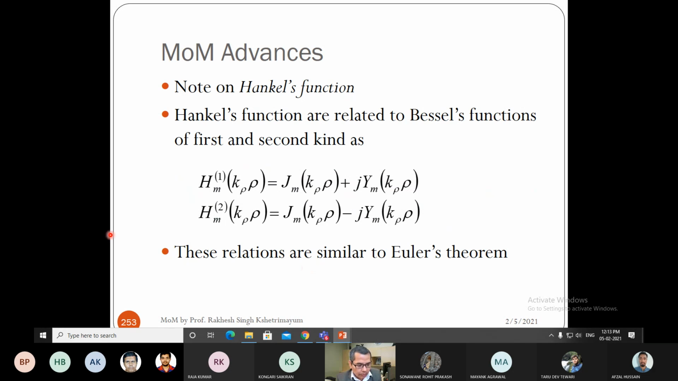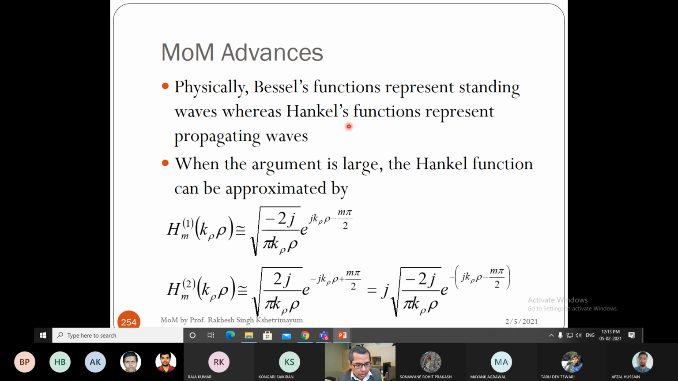Hankel's function of the first kind can be expressed in terms of Bessel's functions as Jm plus jYm, and Hankel's function of the second kind can be expressed as Jm minus jYm. This looks like Euler's theorem. So Bessel's functions are actually representations of standing waves, but Hankel's functions actually represent propagating waves. That will be very clear when we consider the approximation of the Hankel's function for a large argument.